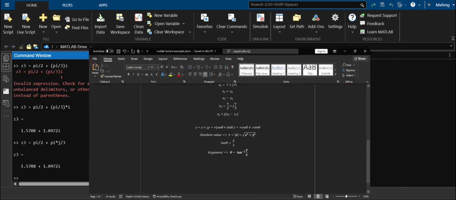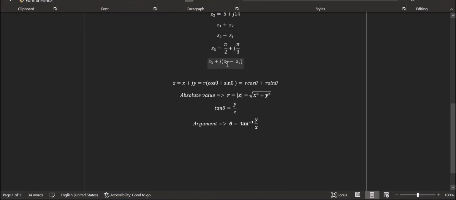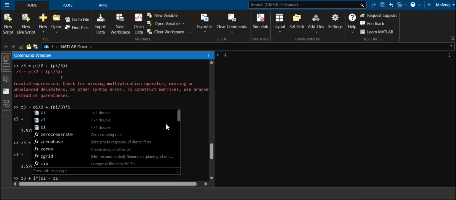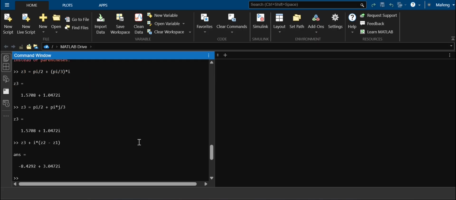Okay, now. Right, so the next one is Z3, evaluate Z3 plus J times Z2 minus Z1. So the difference of Z2 and Z1 multiplied by the imaginary variable, that's J, the complex variable. Then add Z3 to it. So let's try that. Z3 plus J times Z2 minus Z1. That's how simple it is. Okay.